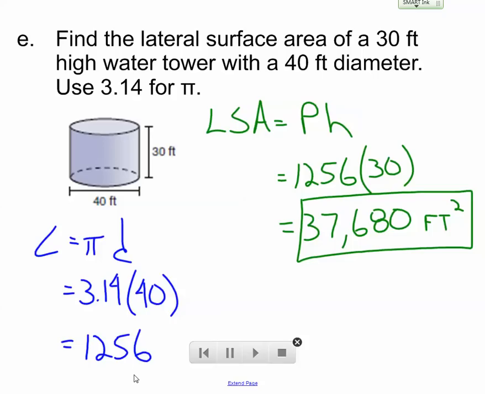37,680 square feet. So, you know, if we knew how much square footage a bucket of paint covers, then we'd know how many buckets of paint we need to buy to paint this entire water tower.